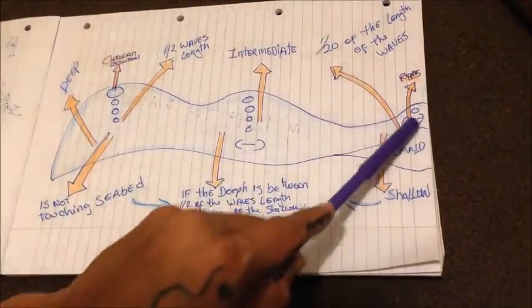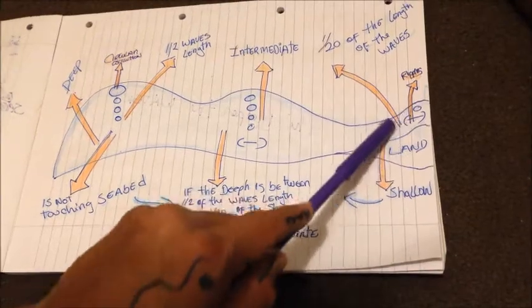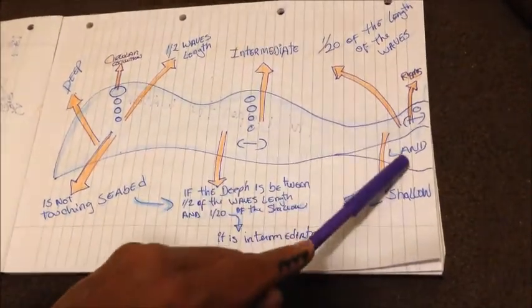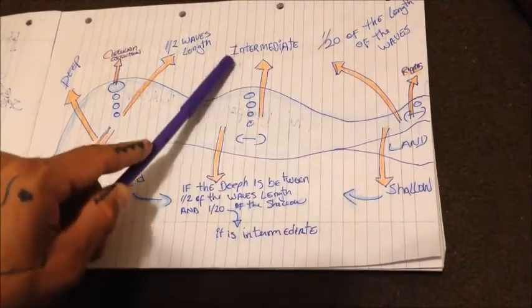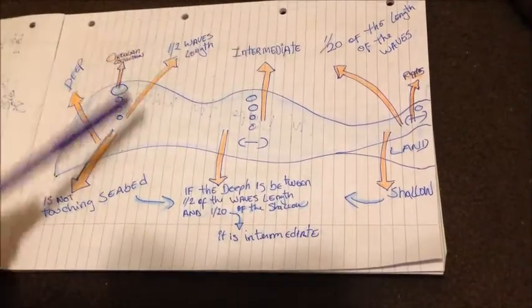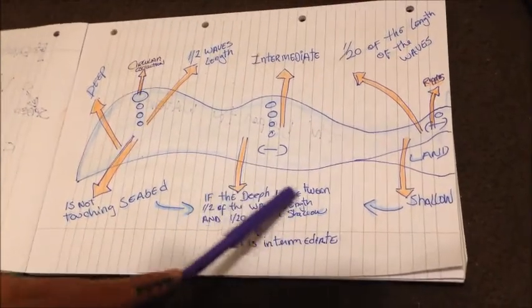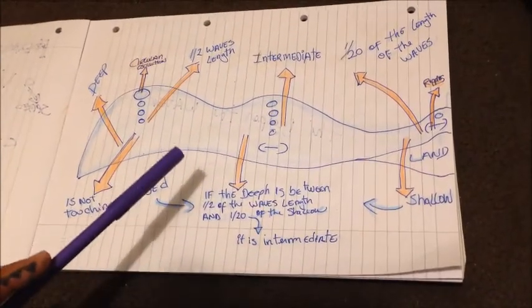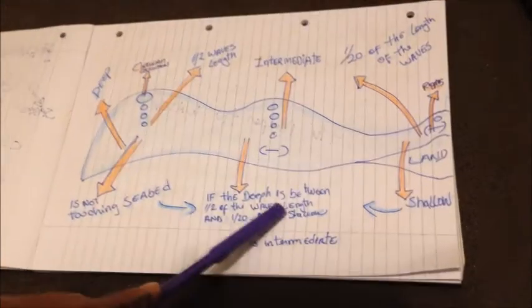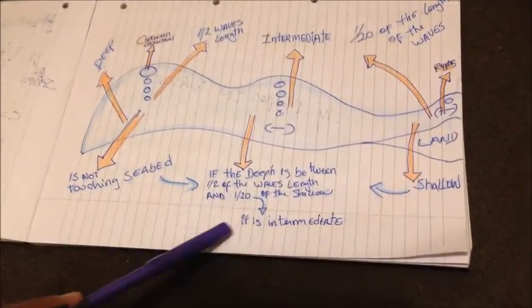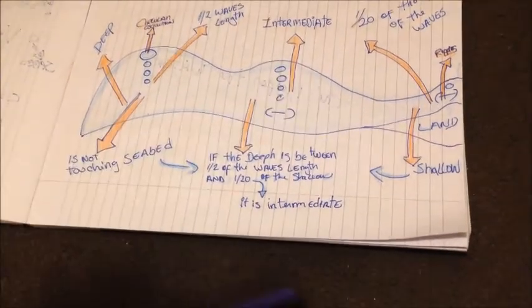Basically, there's not much going on here. It's only what we were talking about before with the ripples. This is the land. If we want to get the intermediate, the formula is basically the depth. If the depth is between half of the wavelength and 1/20th of the wavelength, this is the intermediate.